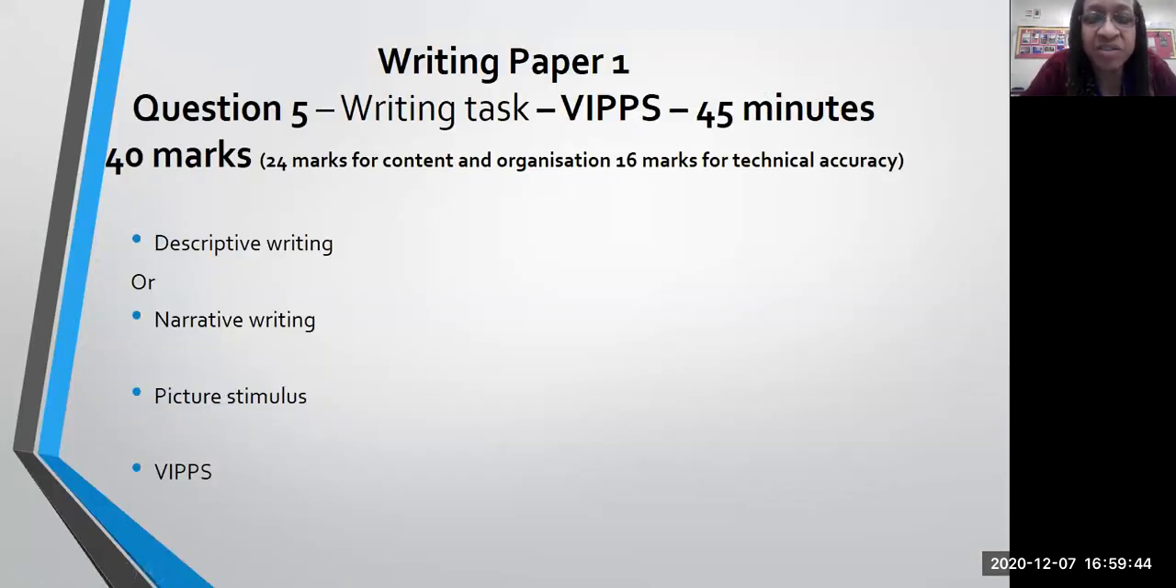Lovely. I hope that is clear with regards to the reading paper, we're going to have a look at question 5, the writing paper, which is worth 45 marks, and you should be allowing 45 minutes to write it. Now, 45 marks, what am I talking about? 40 marks, sorry, gentlemen. So the 40 marks is split into 2 sections.